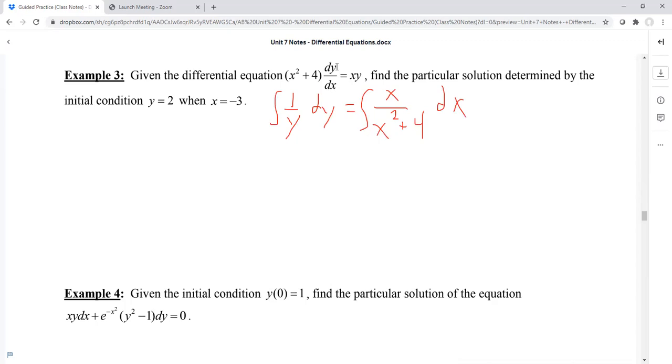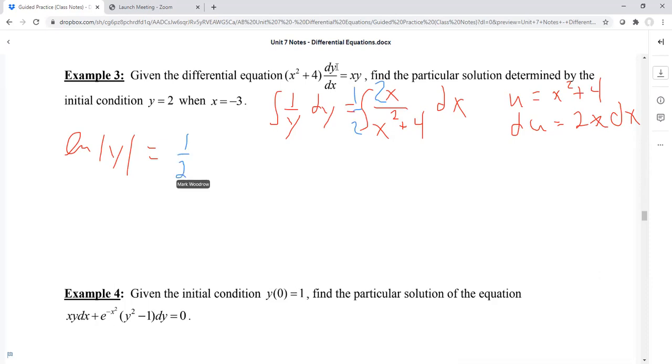So on the left side, I'm going to have the natural log of the absolute value of y equals, now over here I've got to do u substitution. So I'm going to let u be the denominator, and then du is going to equal 2x dx. So as you can see, we have the x, but we need to create a 2 and destroy a 2. So over here, I'm going to have 1/2 the integral 1 over u du.